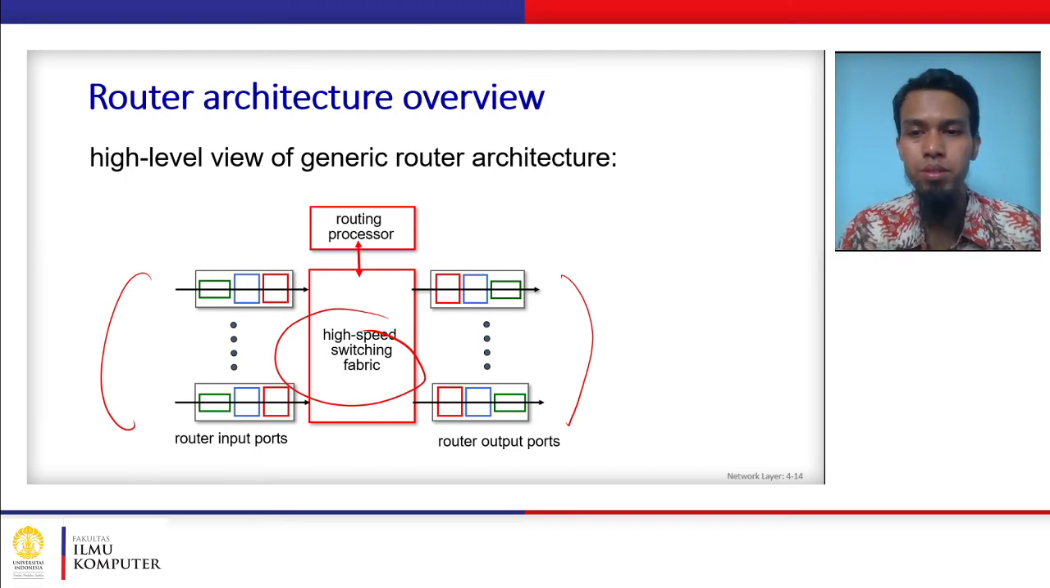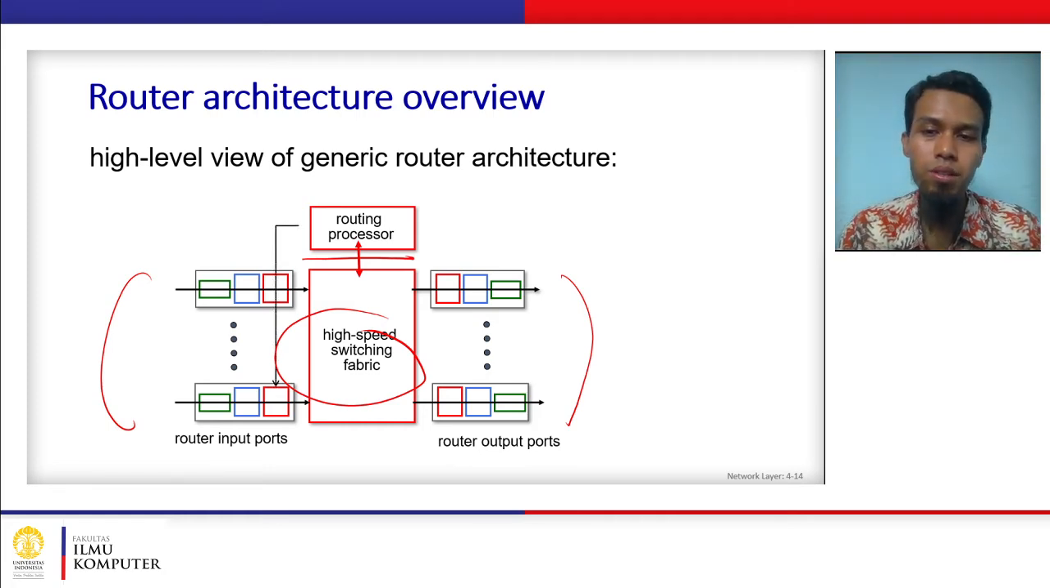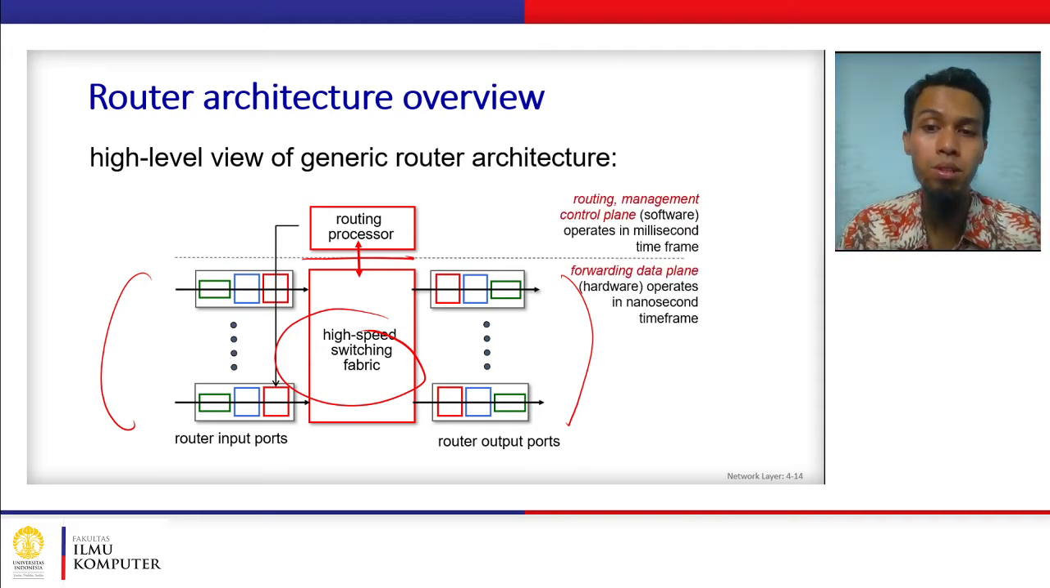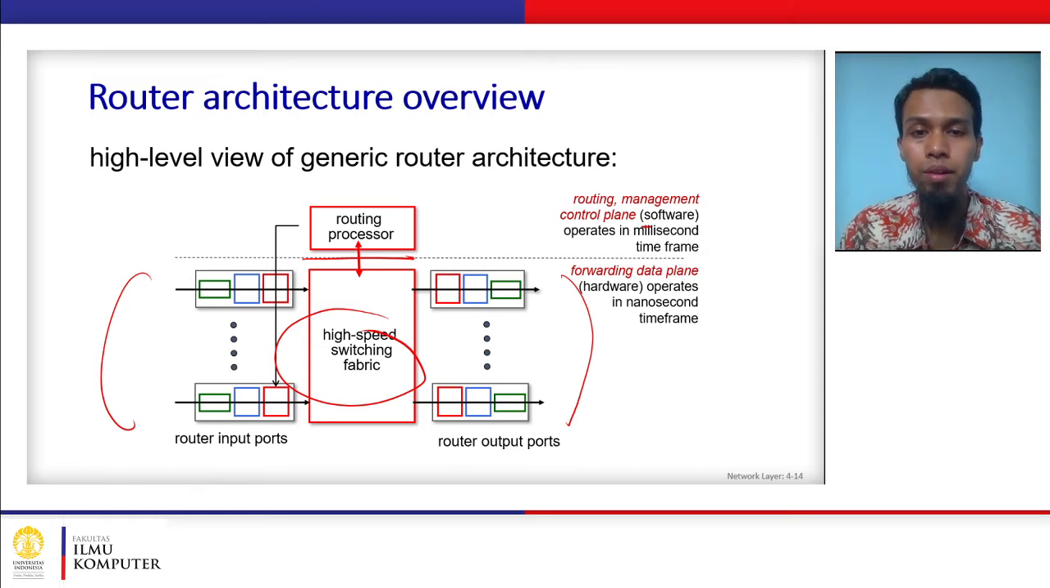Then there is another part, which is the routing processor. This runs routing algorithms, and it results in a forwarding table, which will be used by the switching fabric. Because the routing processor is running routing, it is in the control plane and is implemented in software. The switching fabric is doing the forwarding function, the data plane, and it is implemented in hardware.